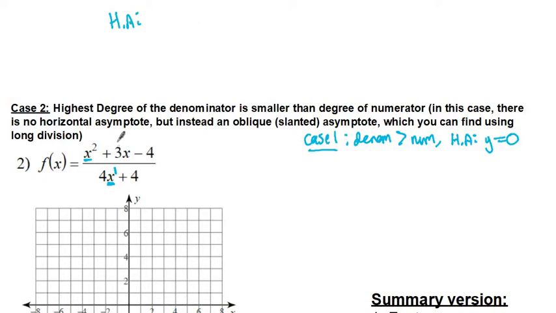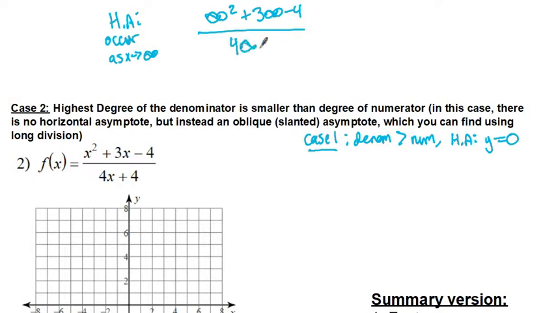Let's take this equation, and remember these asymptotes occur as x goes to infinity, as the graph gets really large in either the positive or negative direction. So let's plug in infinities for all the x's in this equation. Infinity squared plus 3 infinity minus 4, over 4 infinity plus 4. Again, what's going to dominate here? The largest infinities are going to dominate, so these numbers don't even matter. Up here, infinity squared is going to be way bigger than 3 infinity.